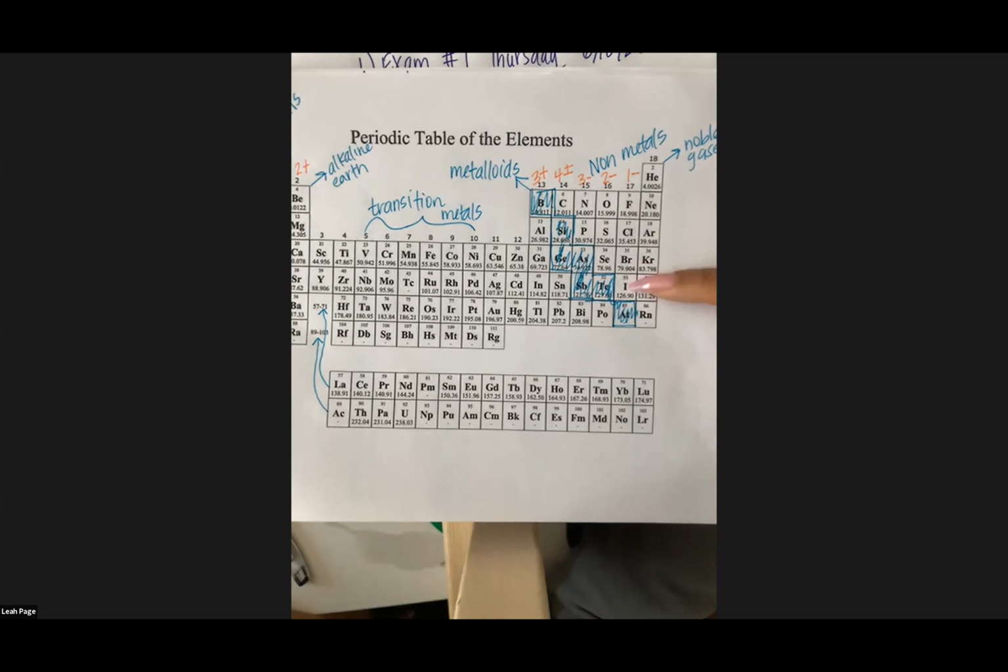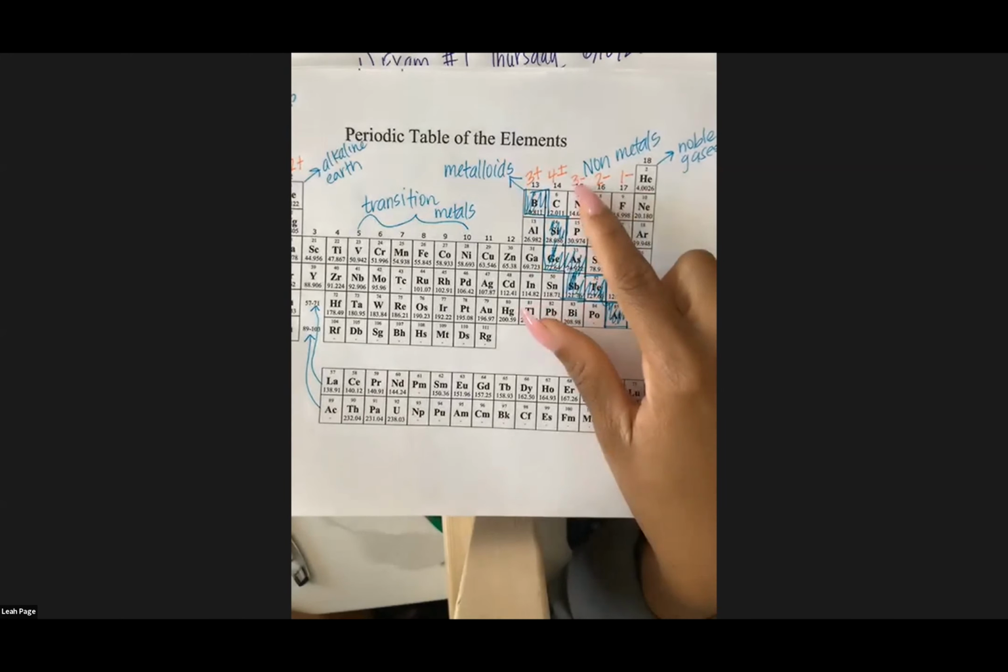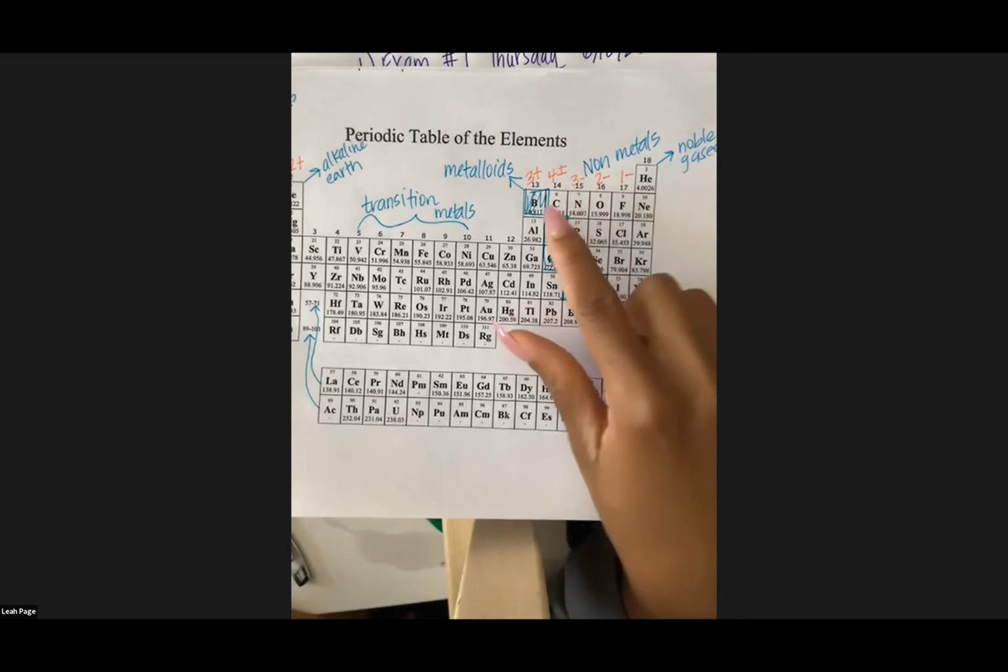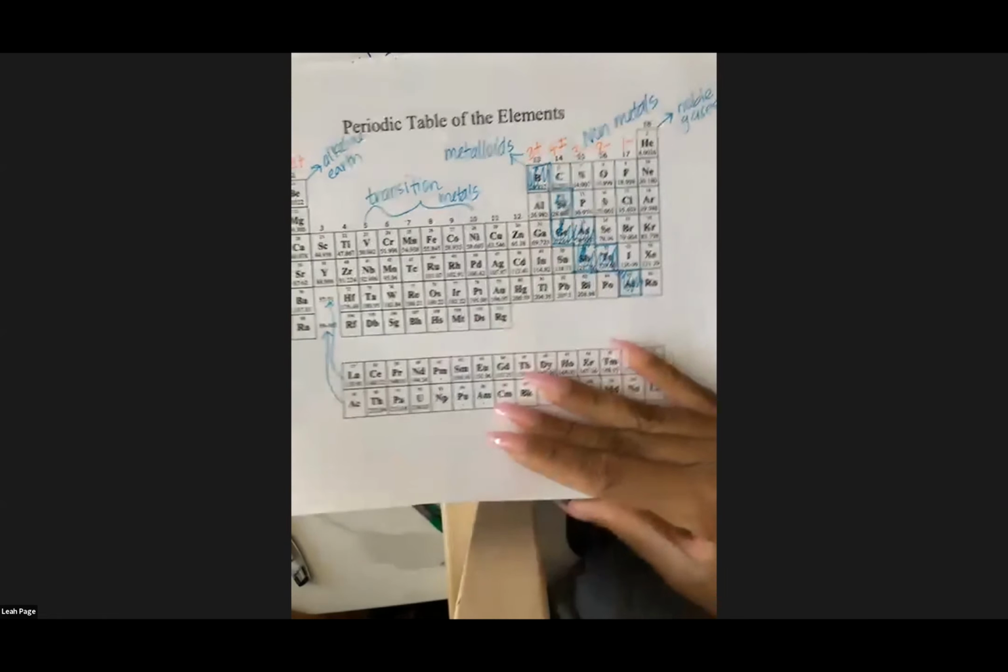If they're in this column, they're going to gain 1 electron. If they're in the oxygen column, they're going to gain 2 electrons. If they're in the nitrogen column, they're going to gain 3 electrons. And carbon, I said, it can either gain 4 or lose 4, depending on what it's reacting with.